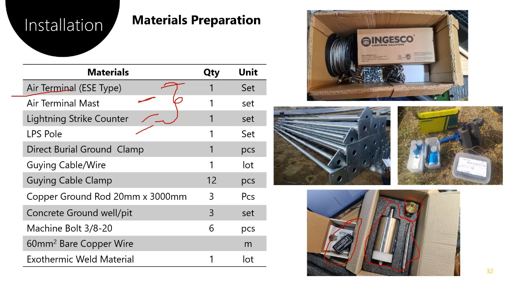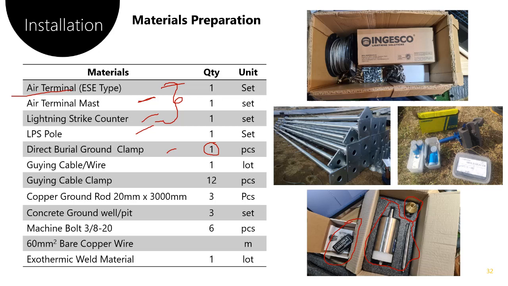Then a direct burial clamp. This is used for my test bed. That's why it is only one. So that's for a test pit. So the one will go from the down conductor through the first ground pit, the ground earth pit.